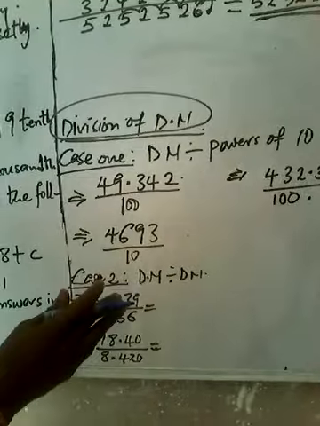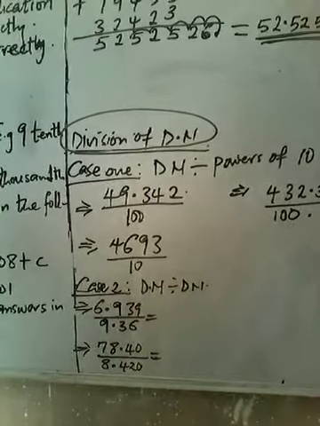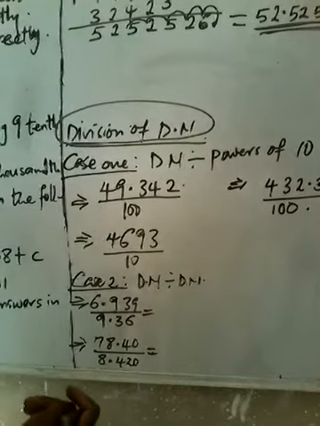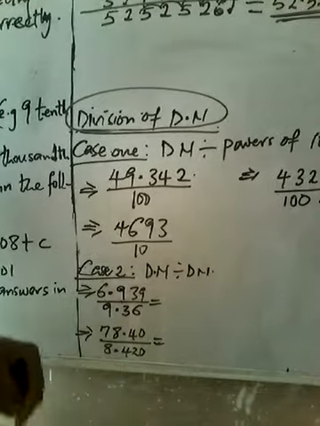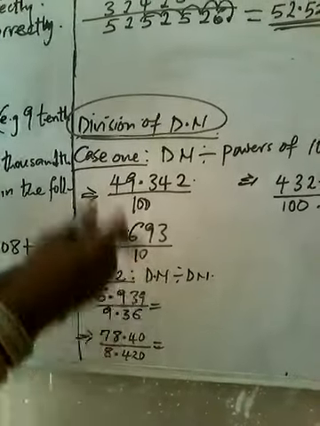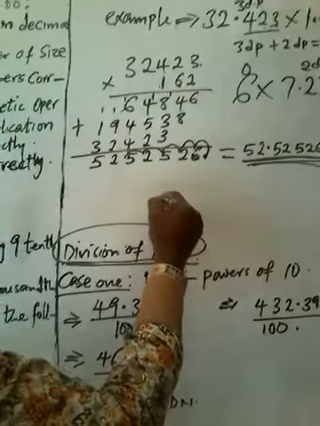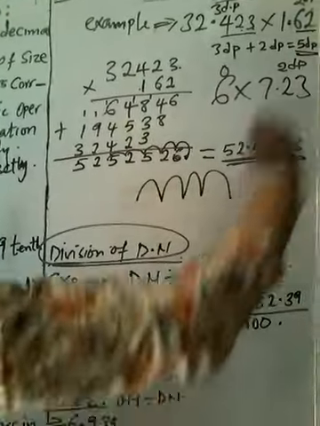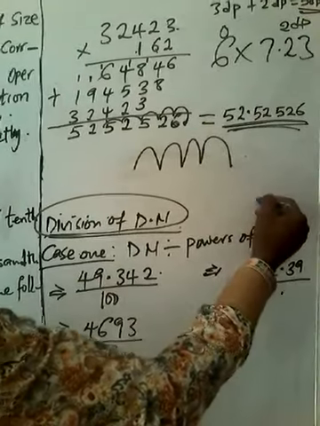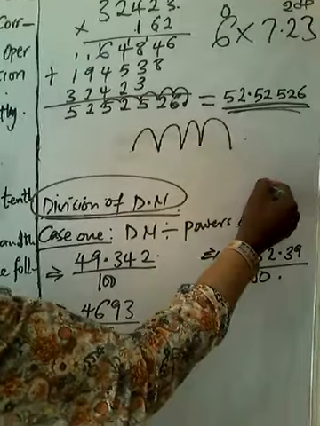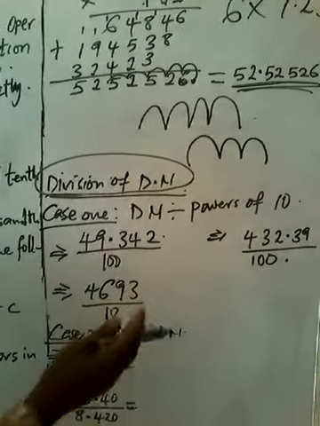What do you do when you are dividing by powers of 10? It is the direct opposite of what you do when you are multiplying with the powers of 10. Remember, when you are multiplying with the powers of 10, you move the decimal point to the right hand side to increase the number. So when you are dividing by the powers of 10, you move the decimal point to the left hand side, and the number will be reduced.